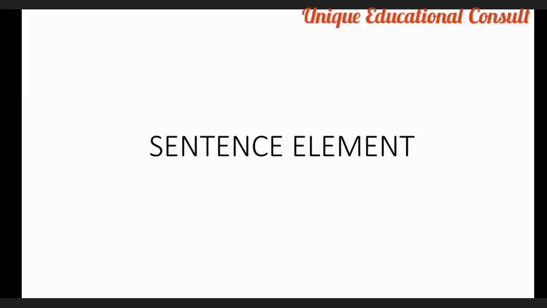Today we are going to be looking at sentence elements on this channel. In this lesson, what is sentence element about, and which particularly is the element we are looking at? Today we are looking at the element objects as part of a sentence. Let's get going and see what it is.